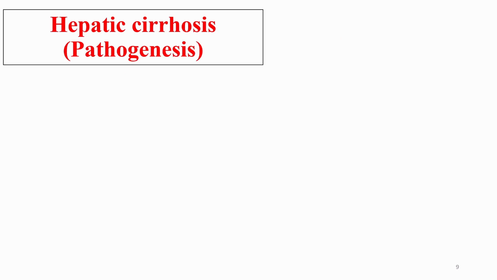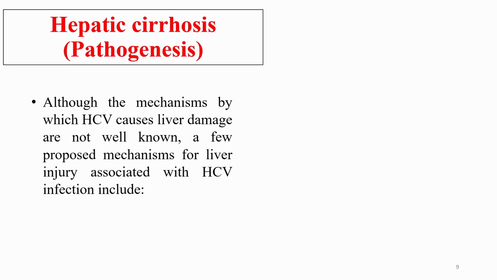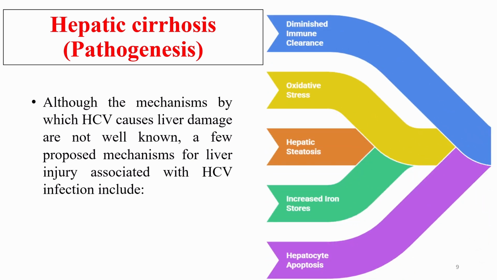Although the exact mechanisms of liver damage in HCV are not fully understood, several theories exist. Direct cytotoxicity by viral proteins. Immune-mediated injury, where the body's attempt to kill infected cells causes collateral damage. Chronic inflammation, stimulating stellate cell activation and fibrosis.